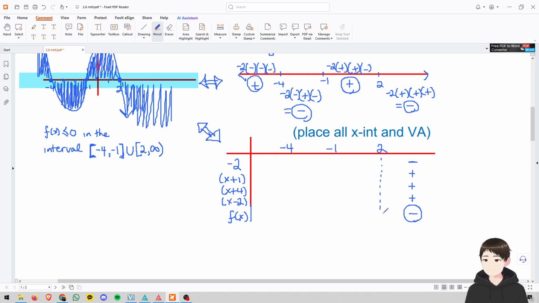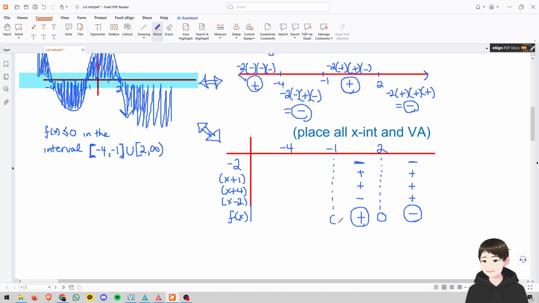The 2 gives me an x-intercept, so I'm going to write a 0. A number between -1 and 0, 0, right? Well, even if x is a 0, -2 will always be -2. X plus 1 is positive, so 0 plus 1 is positive. 0 plus 4 is positive. 0 minus 2 is negative. So a negative times positive, the function will be positive.